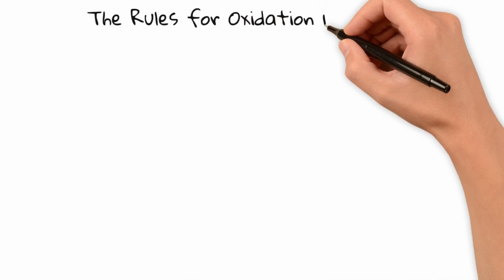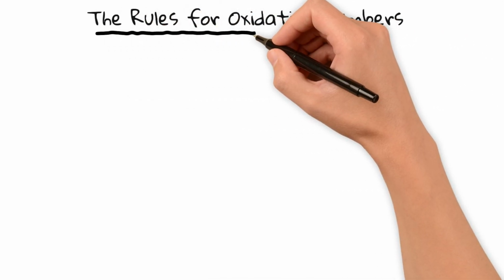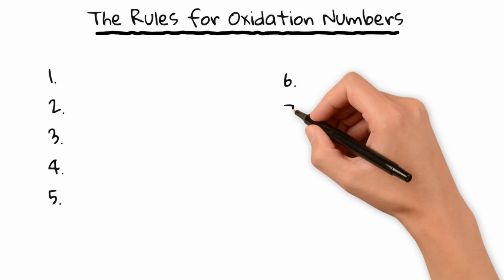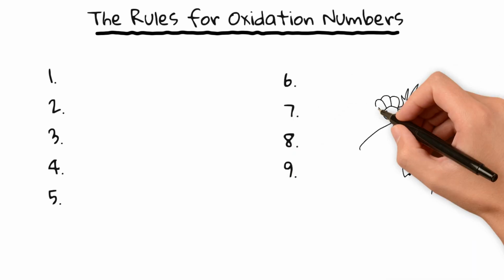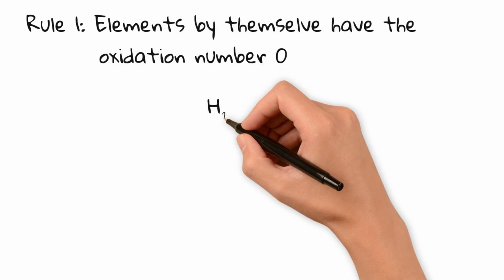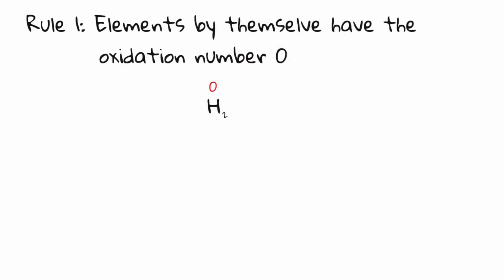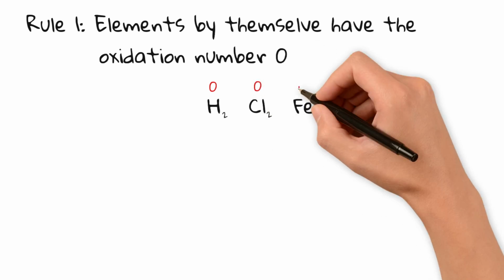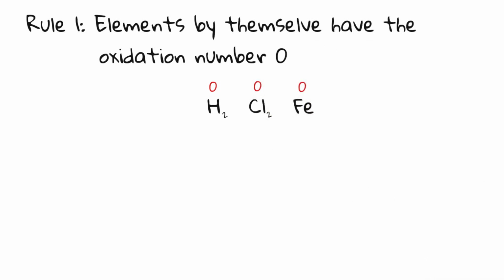Okay, time to break this down. Don't worry, it's not as scary as it looks. There are 9 rules to remember, and I'll keep them simple. Rule 1. Free elements. If an element is just hanging out by itself, like O2, H2, or Fe, it has an oxidation number of 0. It's like being single at a party. No gains, no losses, just chilling.